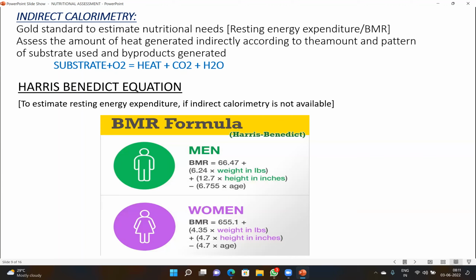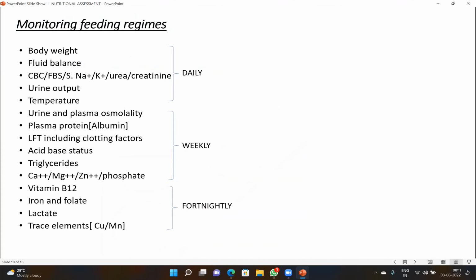So we have to measure the patient's weight, height, and age. And these parameters are used to calculate the Harris-Benedict basal metabolic rate. Now, monitoring feeding regimes, body weight, fluid balance, CBC, fasting blood sugar, serum sodium, potassium, urea, creatinine, urine output, and temperature. These should be measured daily.